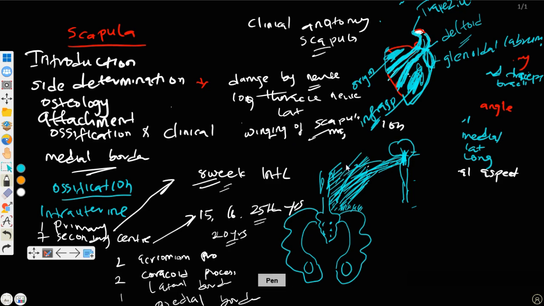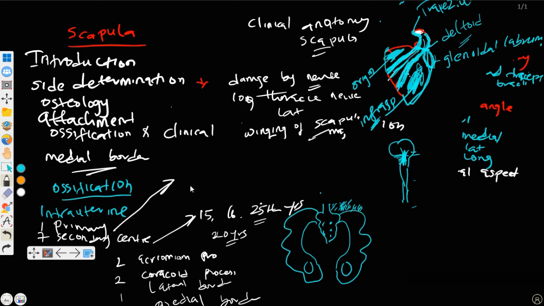Another clinical anatomy of the scapula is what is called the scaphoid scapula. It is an abnormality in which the medial border of the scapula is concave.